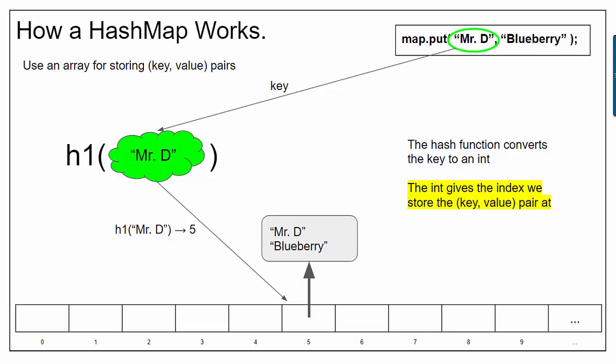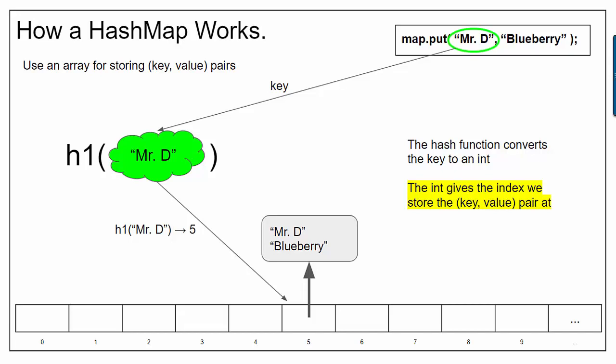And here's how. A hash map uses an array as its internal storage, and we're going to imagine that the array stores objects that contain both the key and the value. So when I run put on Mr. D and blueberry, we take the key and run it through what's called a hash function. The hash function is going to take that key and turn it into an integer in a particular range. How it works depends on the hash function, but that's not important for us right now.